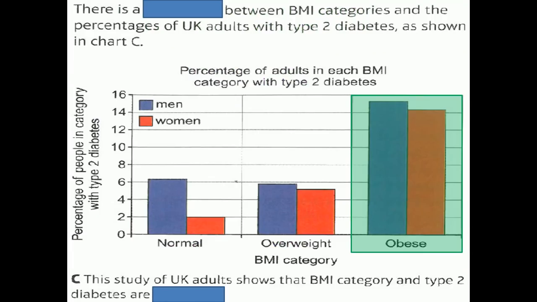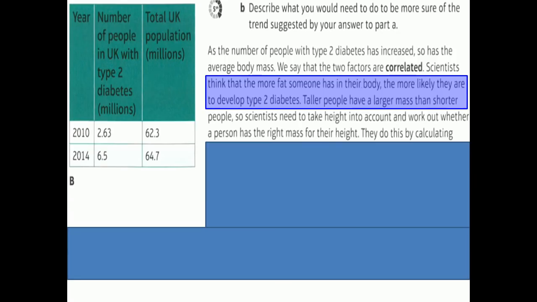Now you notice here that people who are obese are more likely to have type 2 diabetes. So therefore we could say that there is a correlation between type 2 diabetes and obesity. And therefore someone who has more fat in their body is more likely to develop type 2 diabetes. So we want to know who's at risk of developing type 2 diabetes. And we can see a trend that as the years have increased, the number of people with type 2 diabetes has also increased. So it's really important to find out who's at risk.